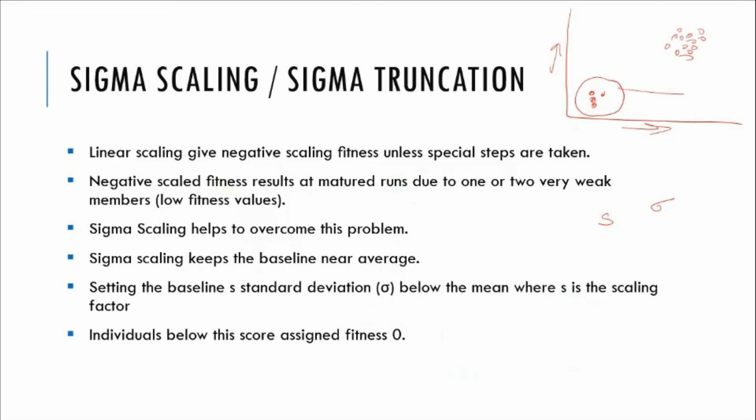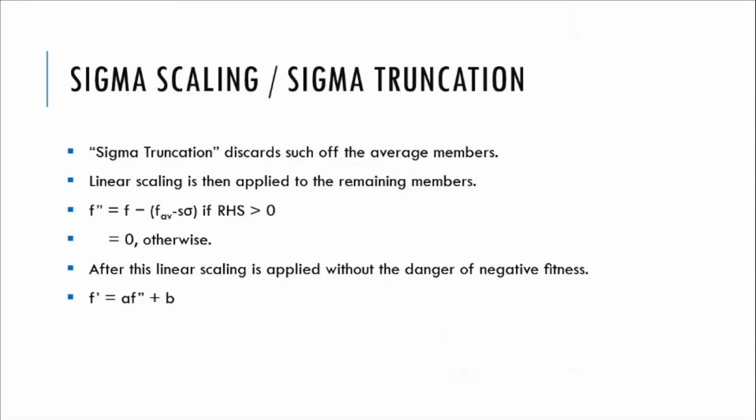That is the condition. So the sigma truncation or the sigma scaling discards such below-average members, that is, the members whose fitness values are below the baseline values. In that case, we remove those members. Then the linear scaling is applied to the remaining members. So that is the condition.